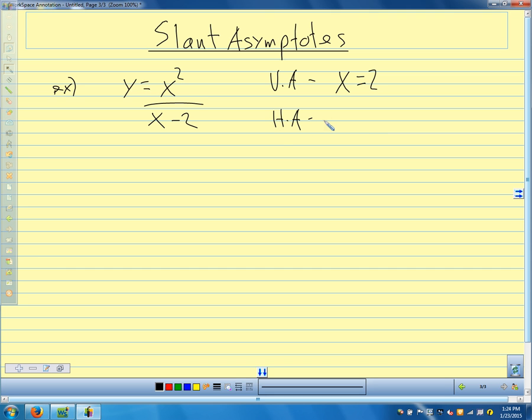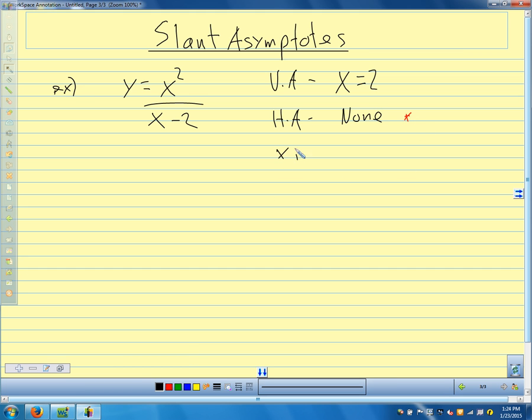How about a horizontal asymptote? The degree of the numerator is larger. What does that tell us? So the numerator is bigger, so there is no horizontal asymptote. We would get y equals 0 when the denominator is bigger. So we'll come back to this in just a second.